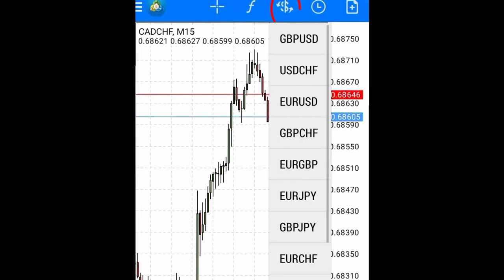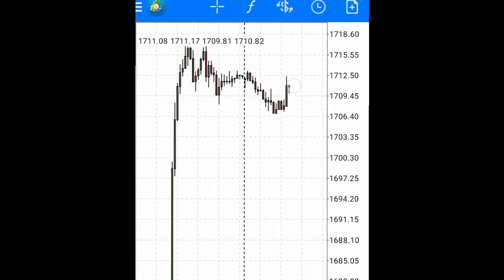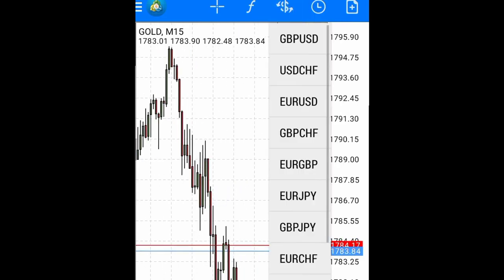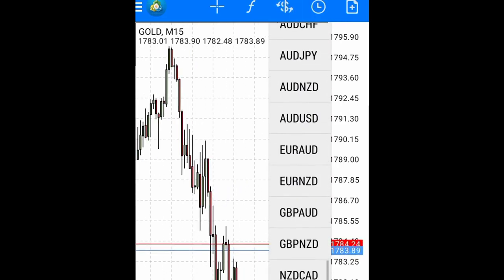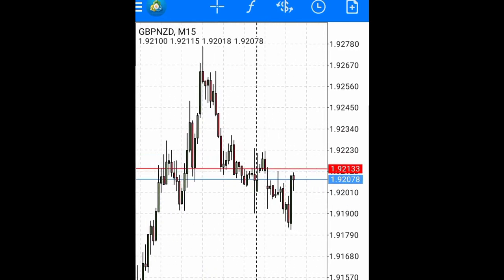Still from here, you can select the currency pair that you want to analyze. Instead of going back to the quotes, you can just come from here to select the currency pair you want to analyze. So I can always switch from each of those places to the currency pair I want to analyze. So from here, I can always make my switch.